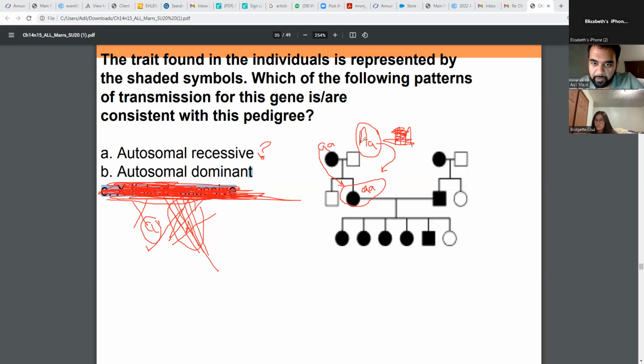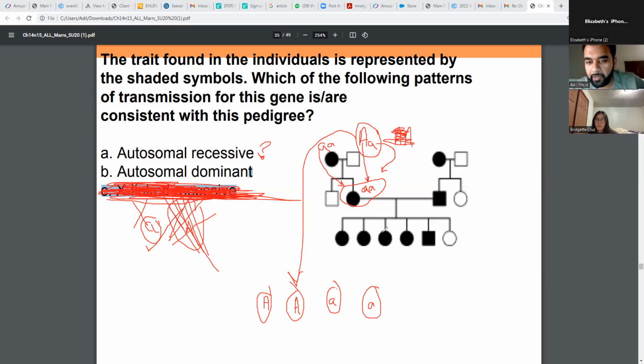Whenever he's giving off this trait, remember, he's going to form 4 cells, right? He's going to have 4 haploid cells. One's going to have big A, another little a. So just because he has a dominant one doesn't mean that he has to pass off the dominant one.